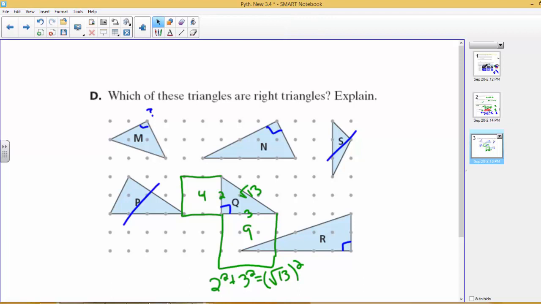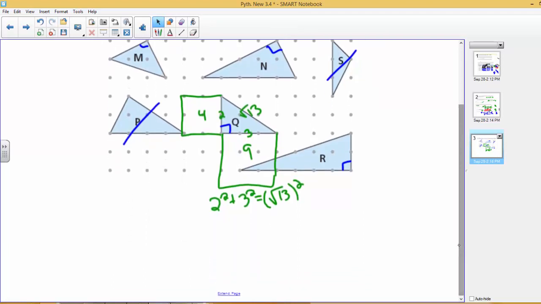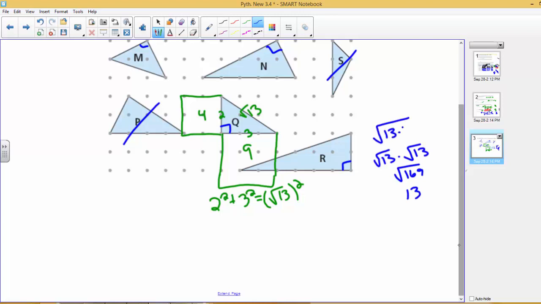Now, what is the square root of 13 squared? Square root of 13 times the square root of 13 is the square root of 169, which is 13. Because you can write that as the square root of 13 times 13. So anytime you're squaring a square root, it just gives you the number. So this is definitely a right triangle. And R is also a right triangle.